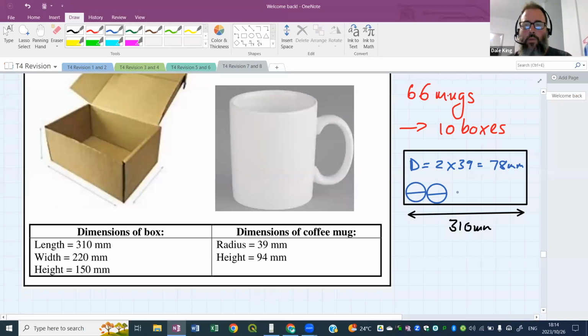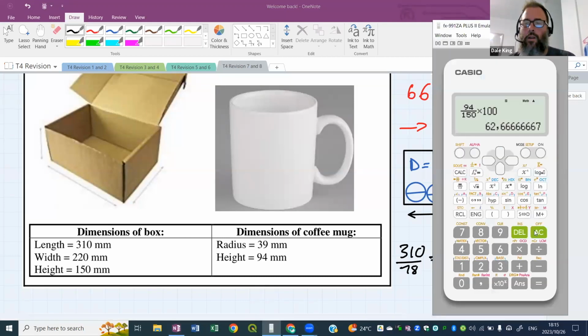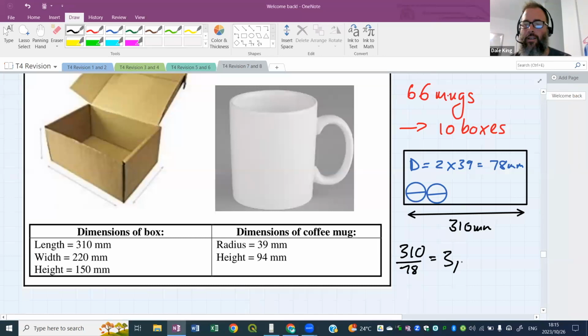So how do we work out how many mugs we can fit in lengthways? Mohammed? We're going to say 310 divided by 78. Absolutely. Very good. Then we get 3.97. All right, so let's work that out. I'm going to put into my fraction here 310 divided by 78. Sorry, I made a mistake. That's okay. I had already converted it to centimeters. That's fine, don't stress. So 310 millimeters divided by 78.